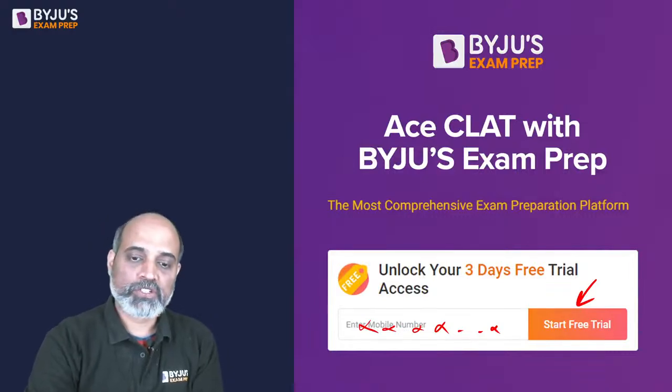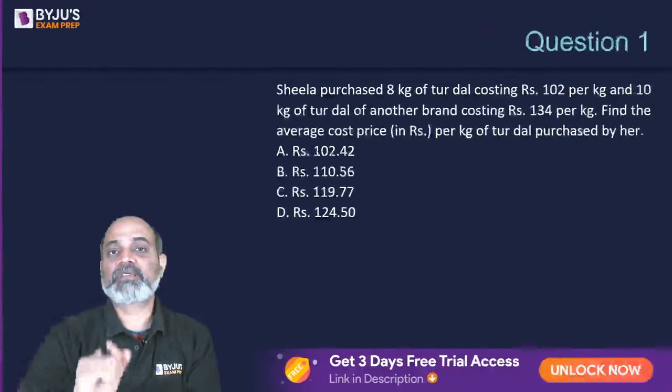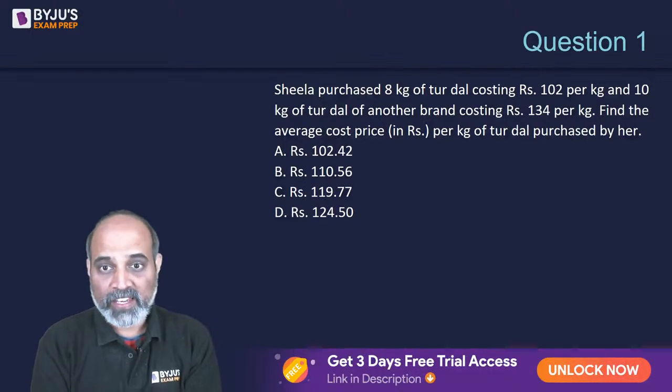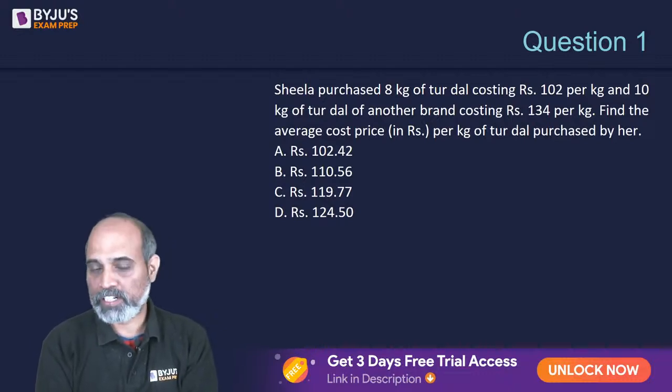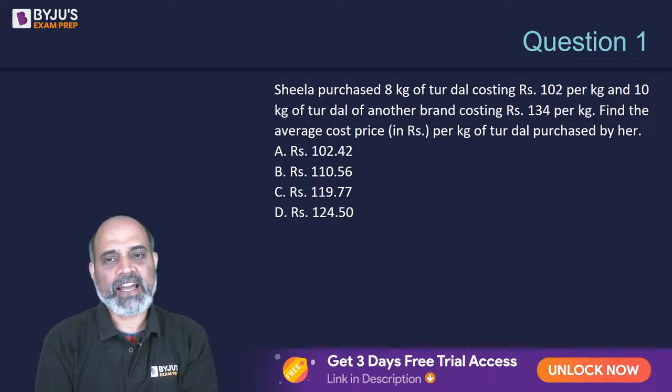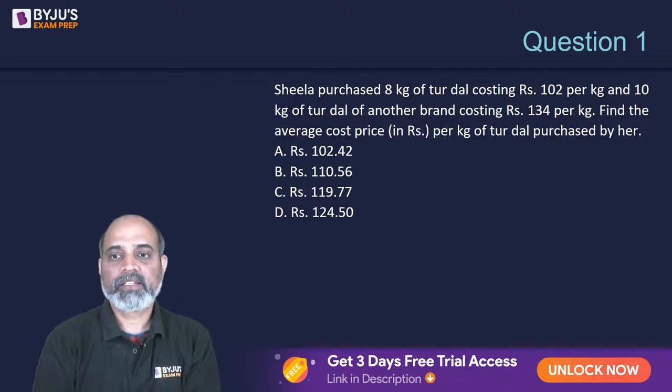Okay, so now without wasting any time, let's start with the first question of the day. Sheila purchased 8 kg of tur dal costing rupees 102 per kg and 10 kg of tur dal of another brand costing rupees 134 per kg. Find the average cost price per kg of tur dal purchased by her.